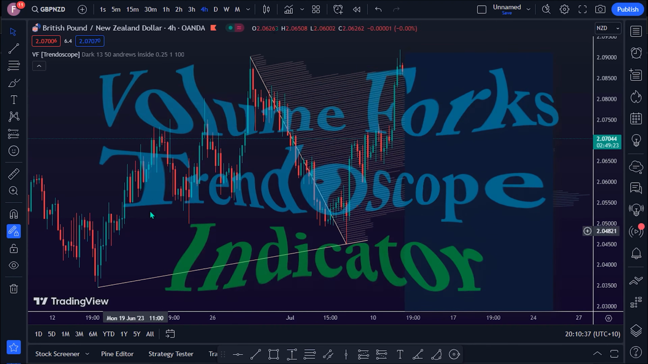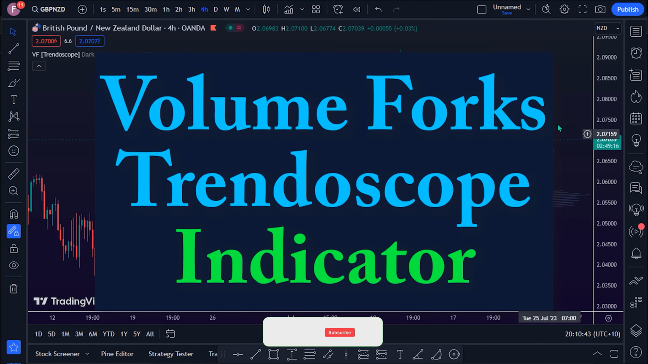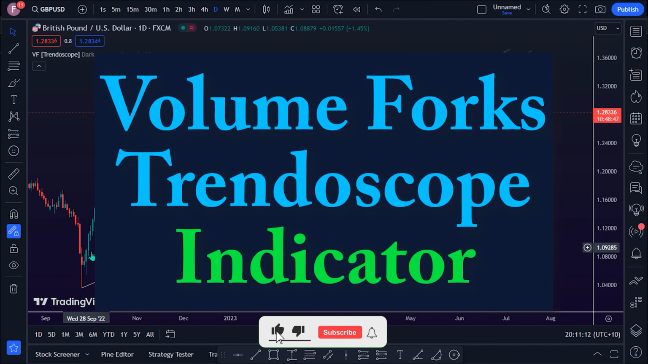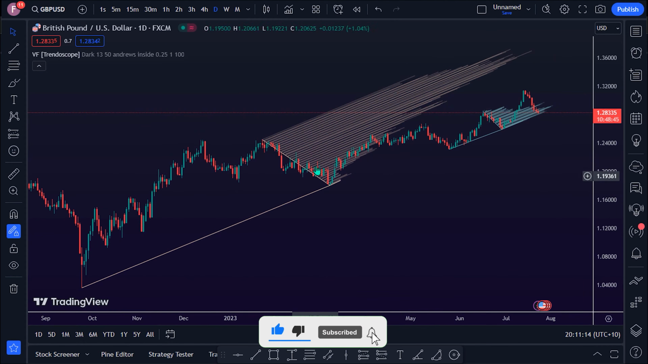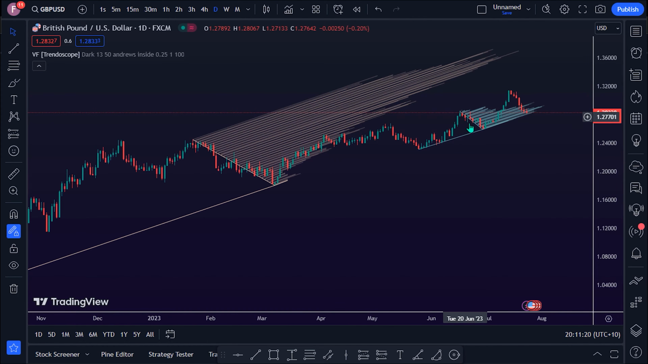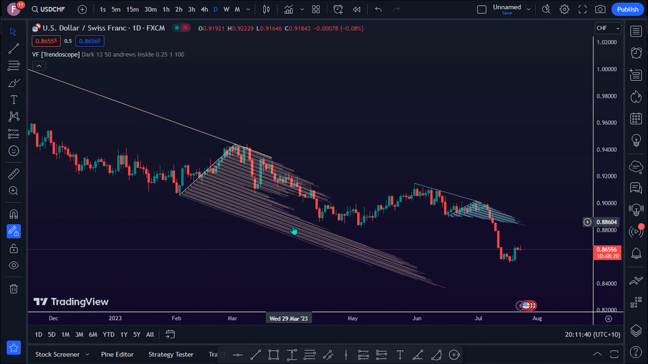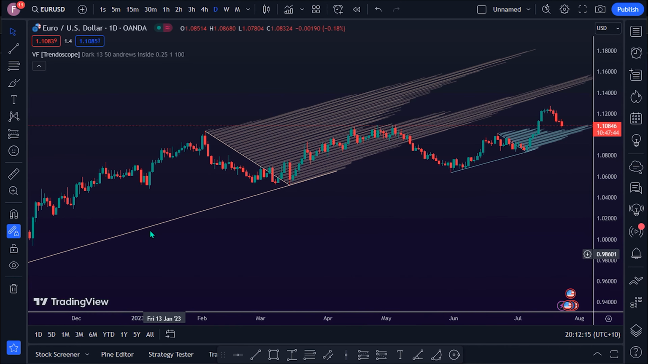In this short video, I will show you how to build a powerful trading strategy with the Volume Forex Trendoscope indicator to detect trade opportunities in the market. The Volume Forex indicator is a comprehensive research tool that combines two innovative techniques, recursive auto pitchfork and angled volume profile. This indicator provides traders valuable insights into price dynamics by integrating accurate pitchfork drawing and volume analysis over angled levels. The indicator does the following things.